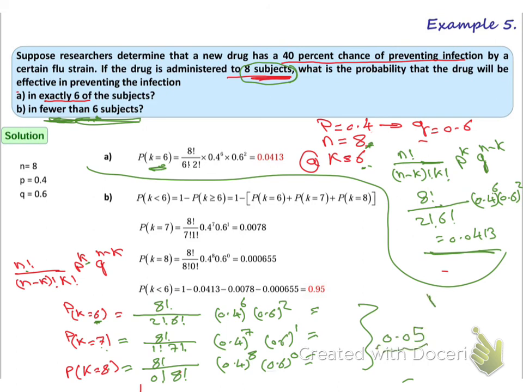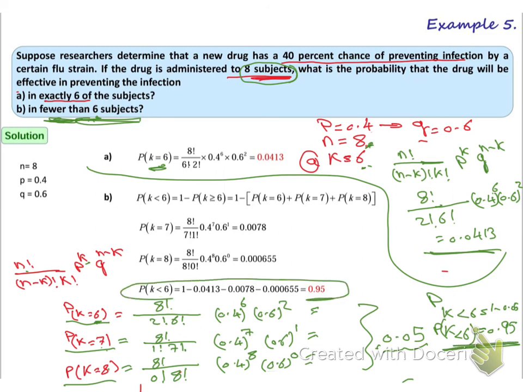So the probability of k more than or equal to 6 is 0.05. The probability of k less than 6 will be equal to 1 minus 0.05, which equals 0.95. So the probability of k less than 6 is 0.95. He followed the same way I explained to you in the previous slide: 1 minus the sum of all the probabilities.